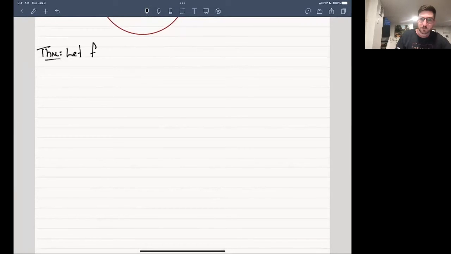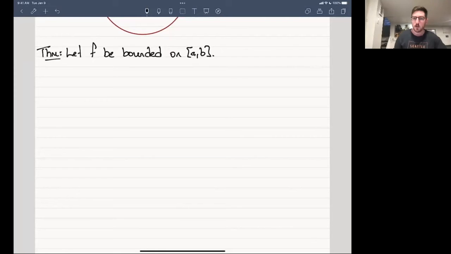Let f be bounded on AB. We need boundedness, just like we did for the Darboux integrability condition. We've seen that if you're not bounded, you're not a Riemann integrable function. We already proved that. So boundedness is necessary here. And then if for all epsilon greater than 0, there exists a partition. So it's not for all partitions.